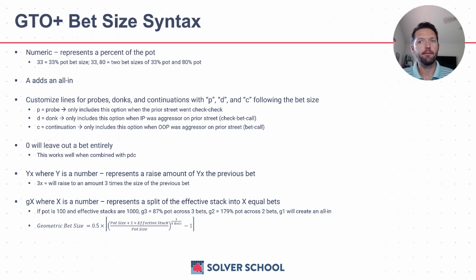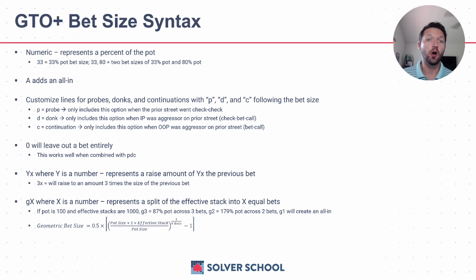So in this case, if I show this example, if the pot size is 100 and the effective stacks are 1,000, G3 is going to split into 3 equal bets, making sure that the last bet is an all-in. So that's going to be 87% of the pot size as a bet size for 3 equal bets on flop, turn, and river. G2, which could be utilized on turns, would be 2 bets for 179% of the pot on turns and rivers, making sure that you are all in by the time that you get to the river. And then G1 would be just creating an all-in.